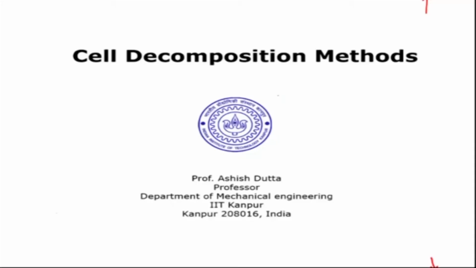methods. That is, how do you break the free space and the obstacle space into a number of cells, and then how do you find a path which will take you from the initial point to the goal point. Okay, today we'll be looking at cell decomposition methods, which is the next method after roadmap. So very quickly I'll complete a couple of points which are still left for the roadmap method and then move on to the next topic, which is cell decomposition methods.